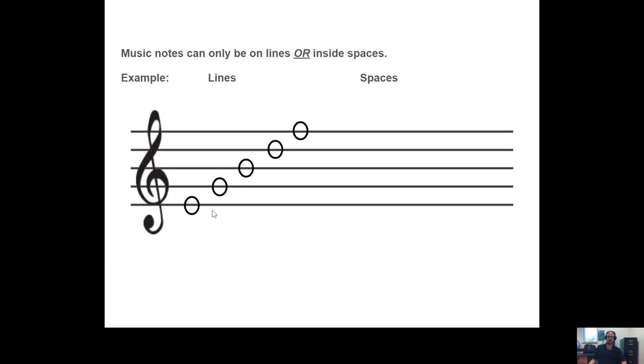Music notes can only be on lines or inside spaces. So here I have five notes that are on the lines. The line is going through the middle of the note. So if we see a note and it doesn't have a line going through the middle of it, it's probably in a space. And the notes are sandwiched in between the lines in this case. Or you might have a note that is below the line but doesn't have a line crossing through it.